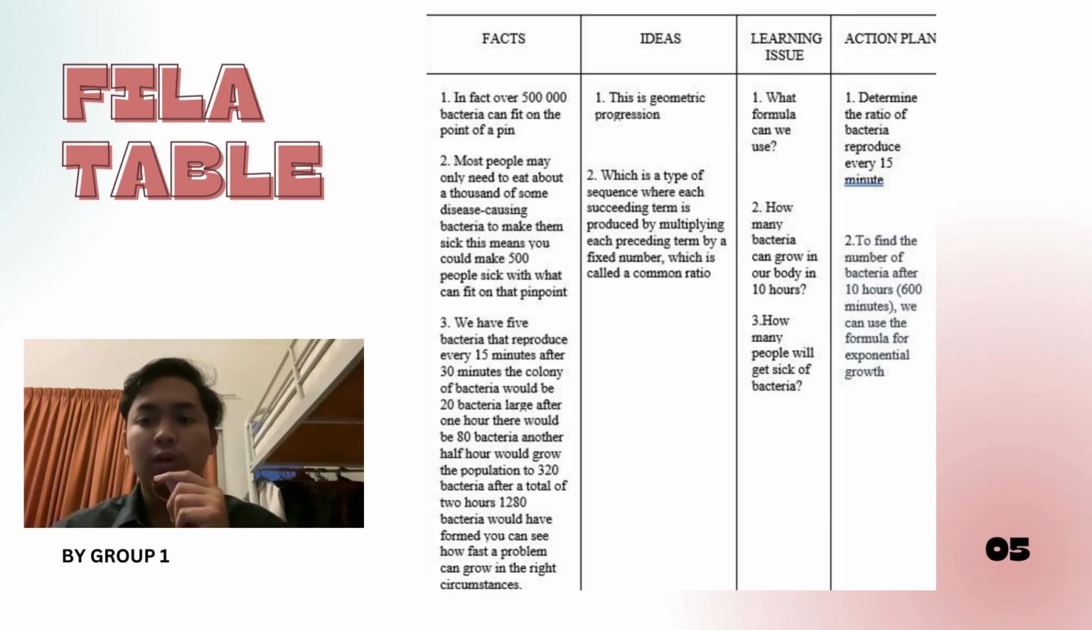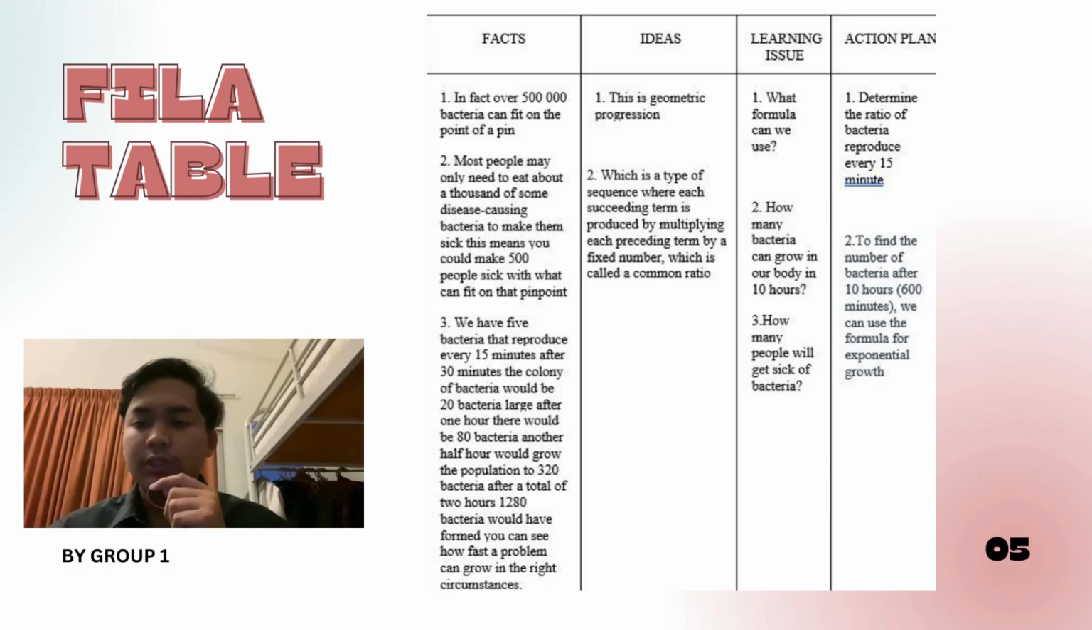After a total of 2 hours, 1,218 bacteria would have formed. We can see how fast a problem can grow in the right circumstance. Alright, for the ideas, number 1, this is geometric progression. Number 2, which is a type of sequence where each succeeding term is produced by multiplying each preceding term by a fixed number, which is called a common ratio.